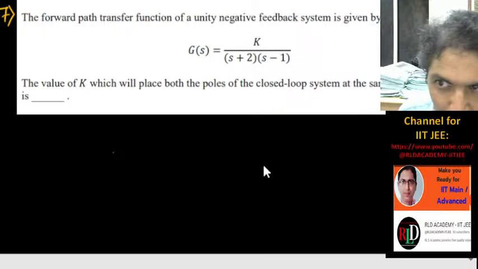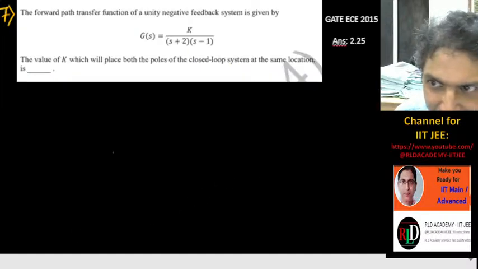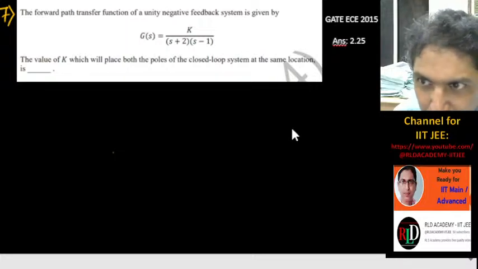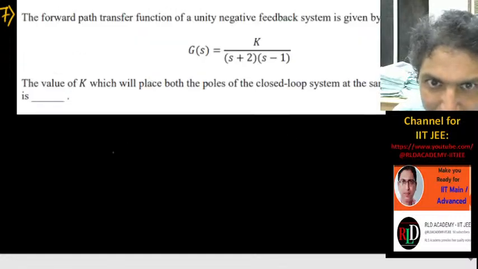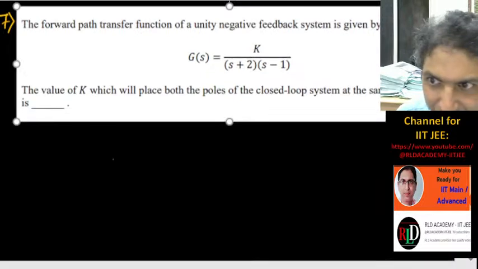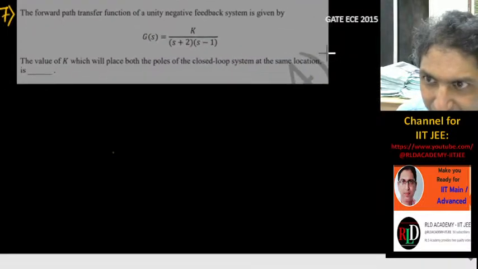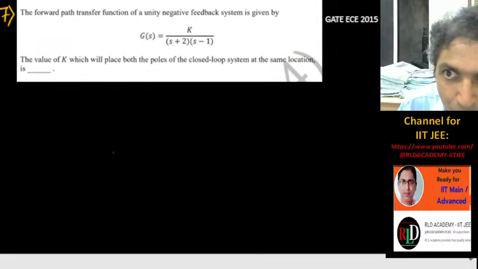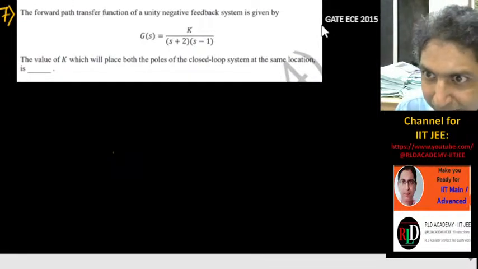K equal to 2. Is it the answer? Any other? Anybody tried for that? The answer shows 2.25, not exactly 2. Are you making a mistake somewhere? So let us see. It's a very simple problem. We can solve it within a minute.